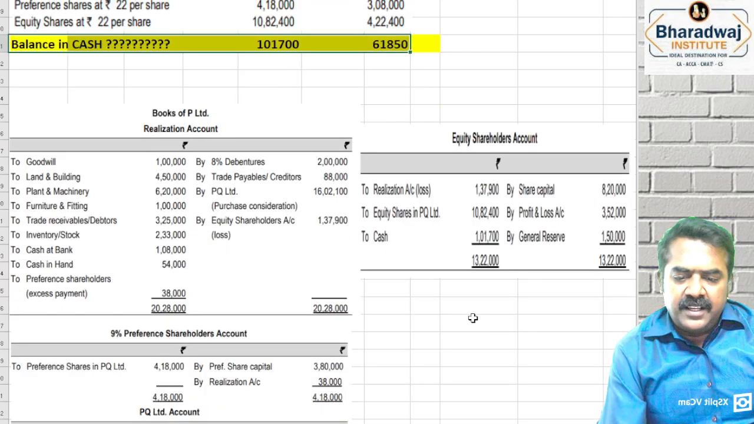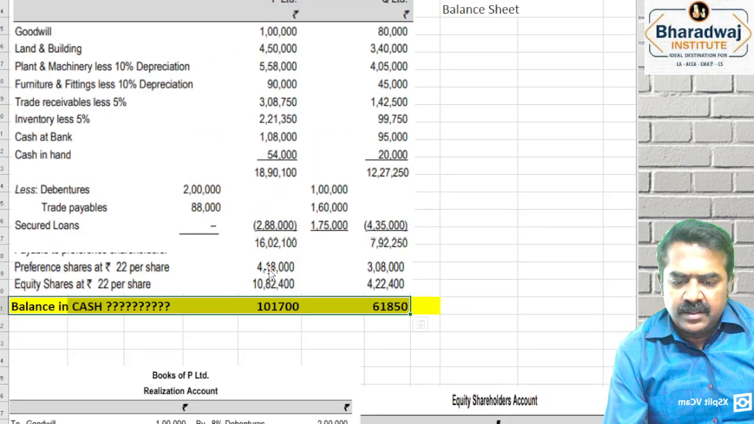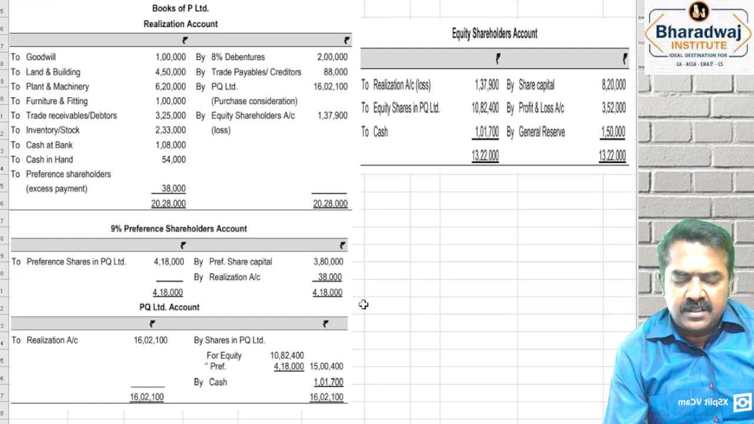And in the books of the selling company, as usual, we prepare the realization account, where we transfer all assets at book value. Debentures and trade payable we transfer. The purchase consideration, PQ Limited account, is transferred to the realization account, that's 16 lakh 2,100. We get this in the form of shares and cash.